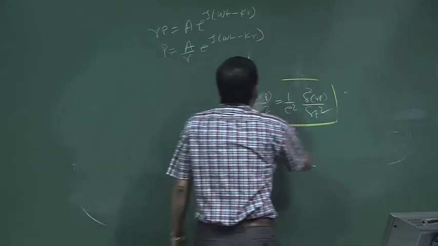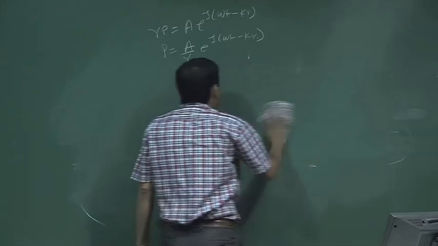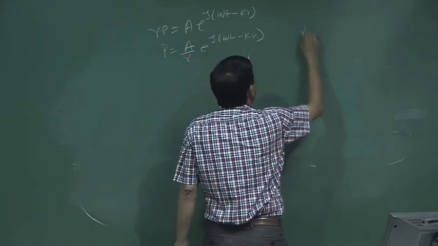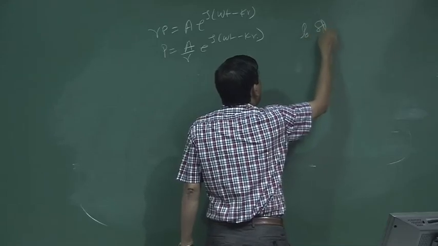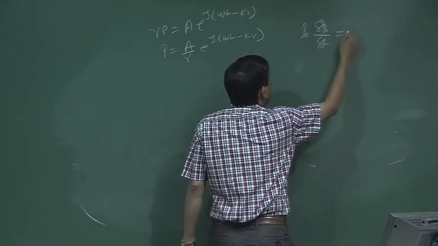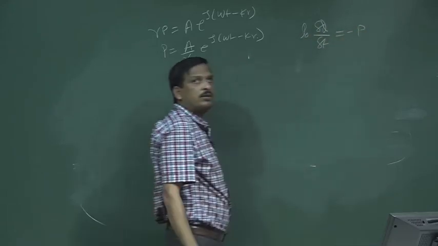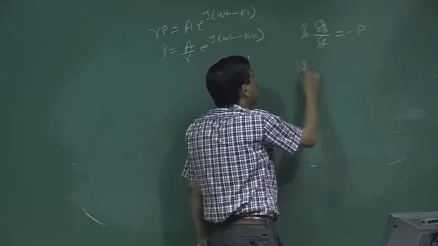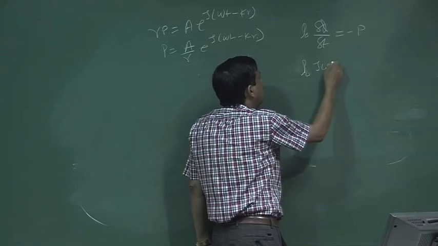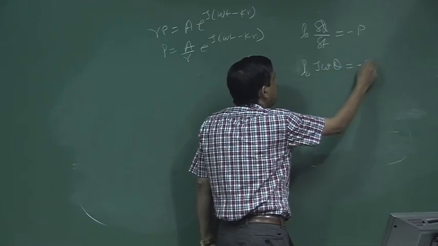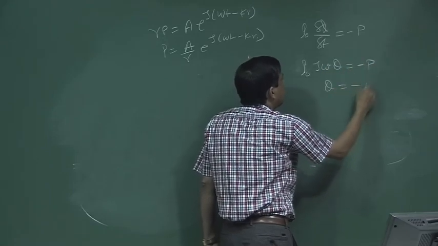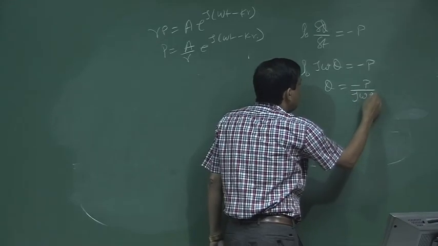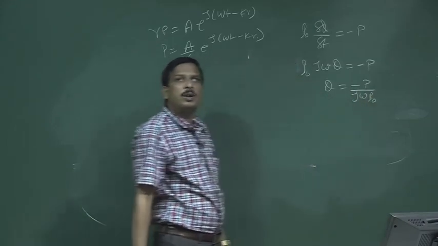Now if this is P, what is the velocity potential phi? It is written that rho 0 del phi by del t is equal to minus P. We said that del by del t we always write as j omega. So it is rho 0 j omega phi is equal to minus P. So phi is equal to minus P divided by j omega rho 0, the velocity potential.